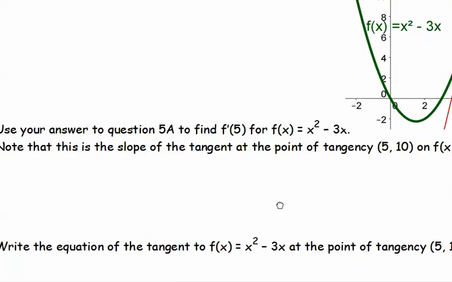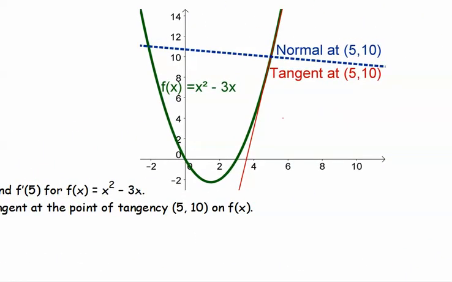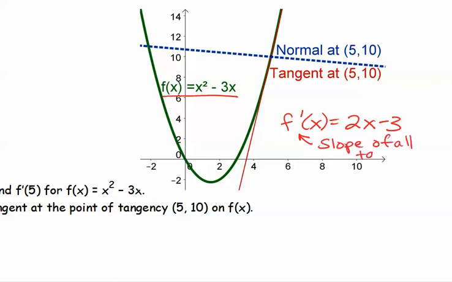So let's take a look at this function here. I graphed it so that we could get used to what we were doing. We now found the formula. We're given f of x, and from our previous problem, we now know that the derivative formula is 2x minus 3. And remember what this tells you: the slope of a tangent at any point. So this is the slope of all of the tangent lines at any value of x.